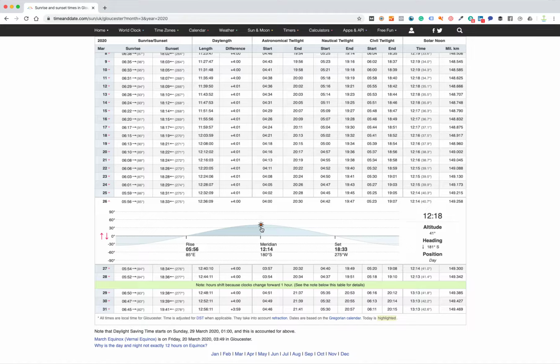Obviously, your best possible chance of avoiding this virus is always going to be total isolation. That's the only way. But if you do have to go out, and if it can be good for your mental health, the time to be doing it for vitamin D is going to be around solar noon. It's as straightforward as that.